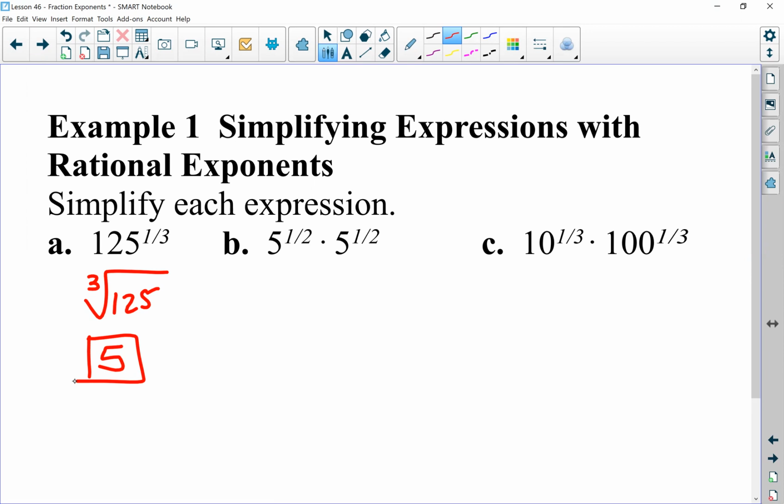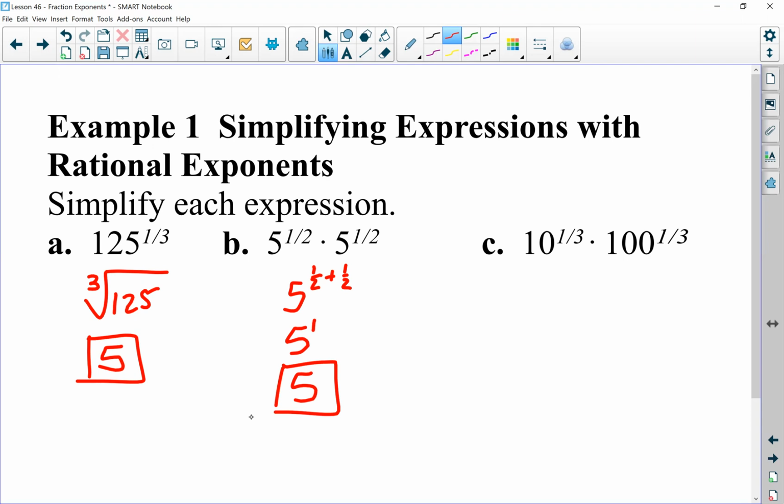5 to the 1/2 times 5 to the 1/2. Well, our rule says we can add our exponents. 1/2 plus 1/2 is 1. And anything to the first power is just that thing. So we get 5.